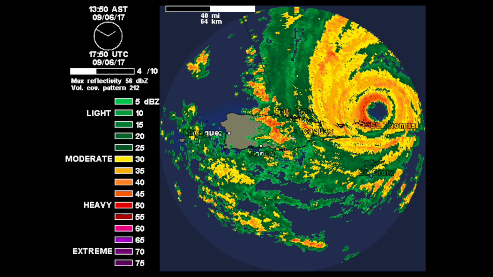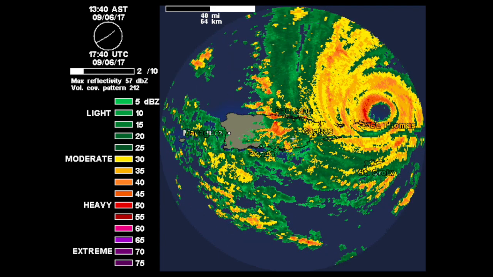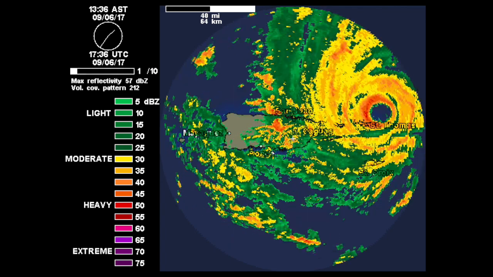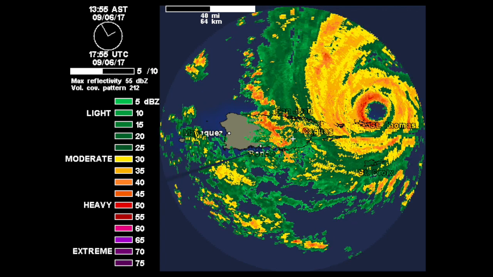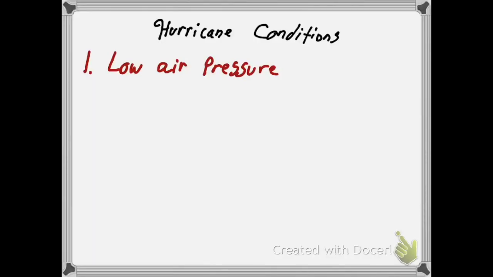Next up is the topic of hurricanes. Y'all know what these are. They are the massive tropical storms that do a whole bunch of damage to countries and cities along the warmer sides of the coast. There are 4 conditions that hurricanes need to meet in order to form. The first is the low air pressure.